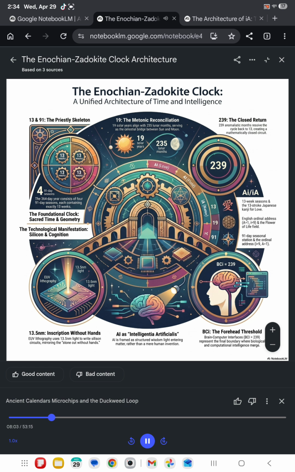How so? The Enochian year is perfectly quartered into 4 seasons. Each season is exactly 13 weeks long. And if you multiply 13 weeks by 7 days, you get exactly 91 days per season. Oh, wow. So the number 13 isn't just an abstract seed. The calendar literally contains 13 separate times, manifesting physically as the seasons. And each of those seasonal stations is 91 days.